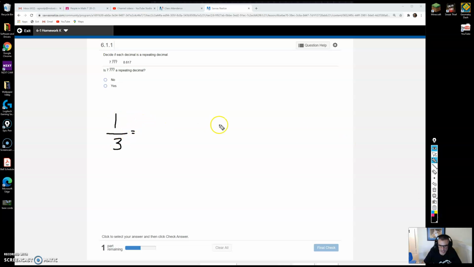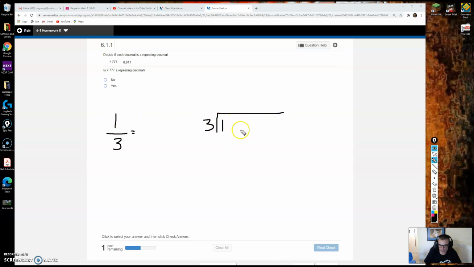So if I want to figure out what this is as a decimal, I would say 1 divided by 3. All right, the number on top always goes inside the little house. And then I'm going to add my extra zeros. And I always start with 3. Again, if we need to, we can add more. Okay, 3 goes into 1 0 times. 0 times 3 is 0. 1 minus 0 is 1. Bring down 0. Okay, let's make sure we put our decimal in the right spot. 3 goes into 10 3 times. 3 times 3 is 9. 10 minus 9 is 1.